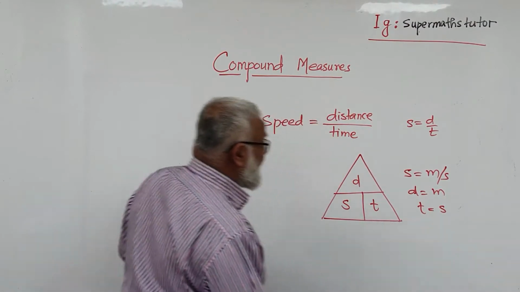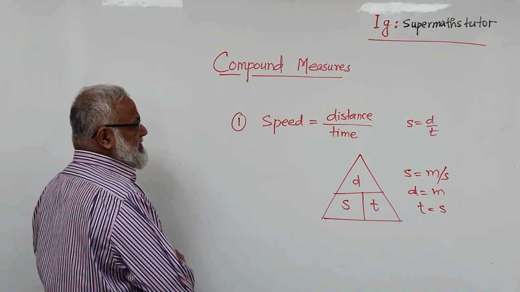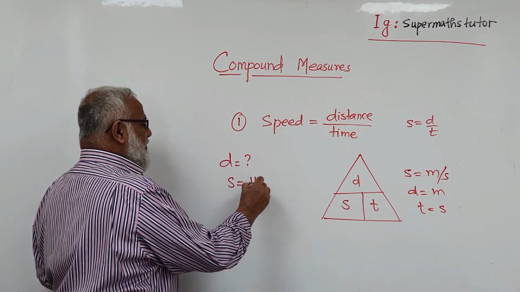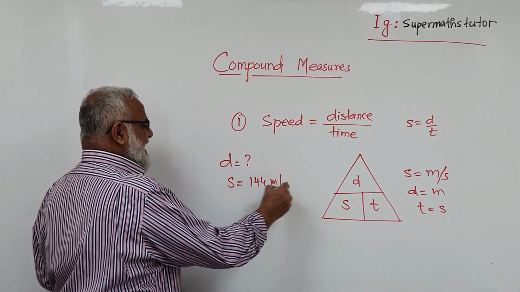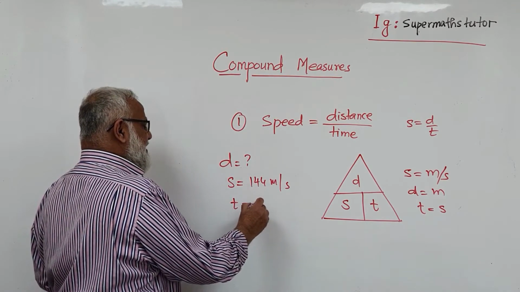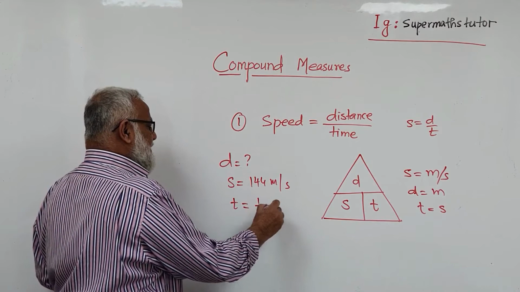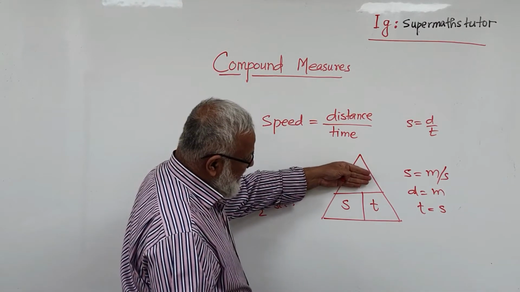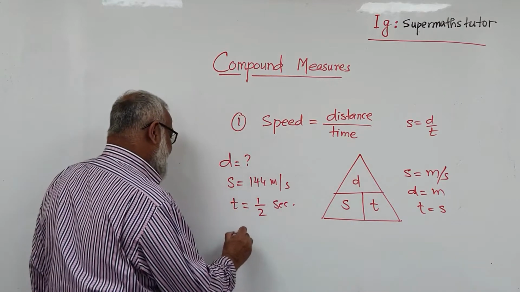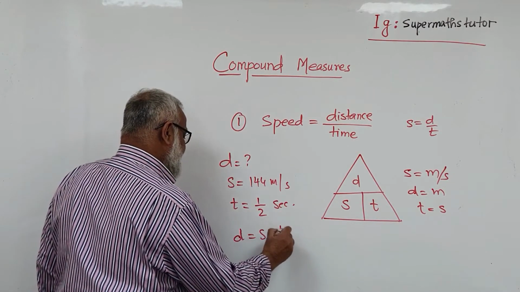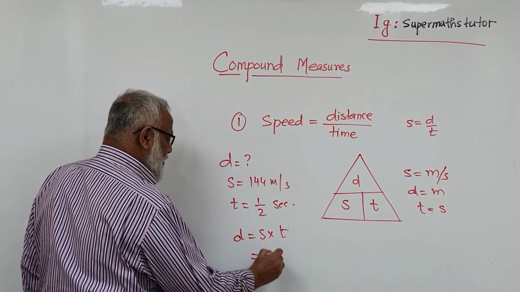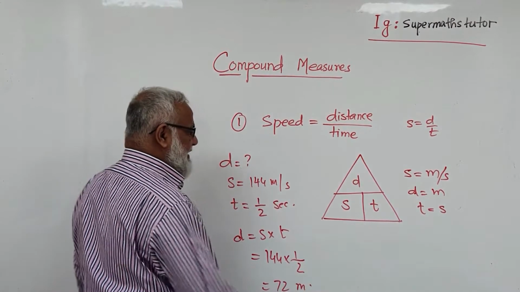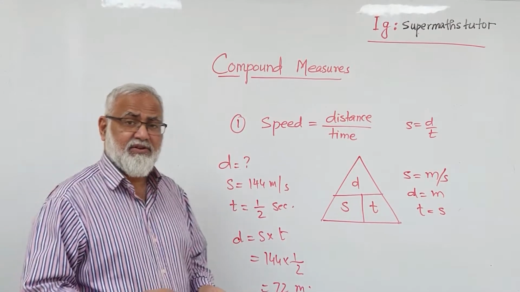If I ask you to find distance, and speed is 144 meter per second and time is 1/2 second, what do you do? Distance, you put your finger here. The distance is speed times time. The speed is 144. Time is half. So the answer is 72 meter. And that's the answer.